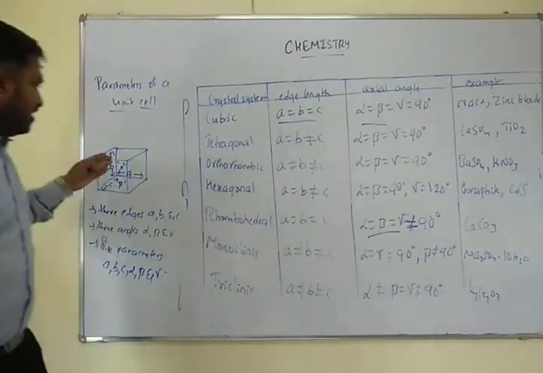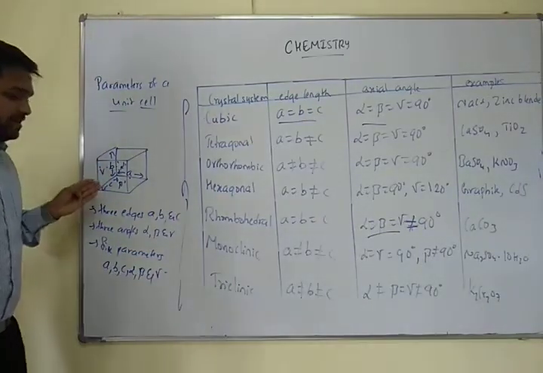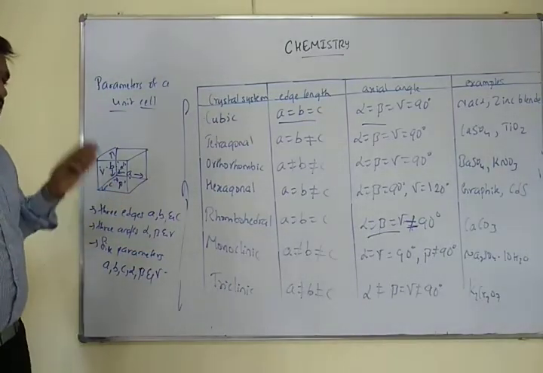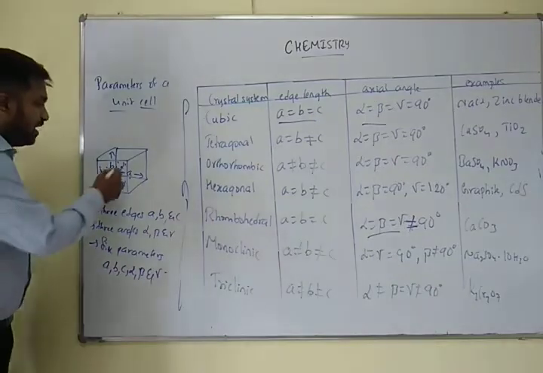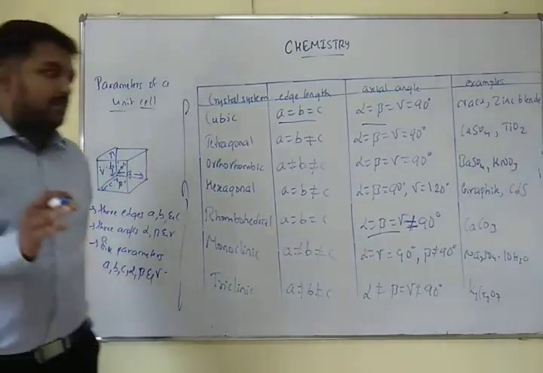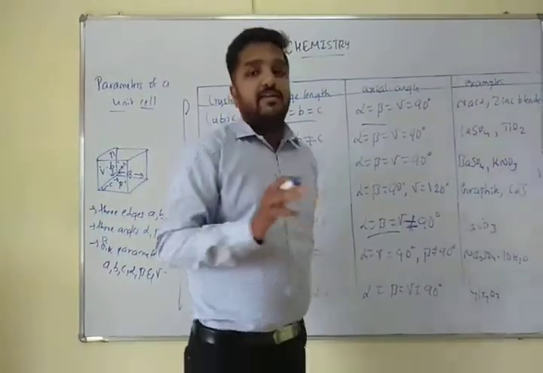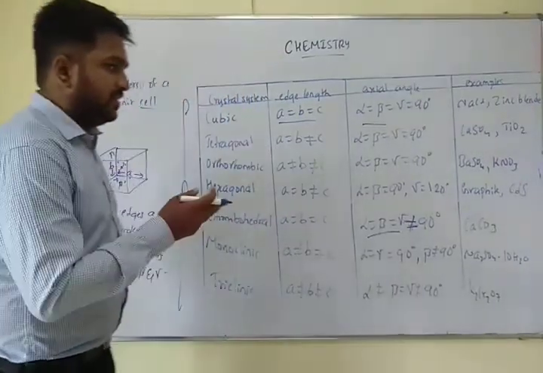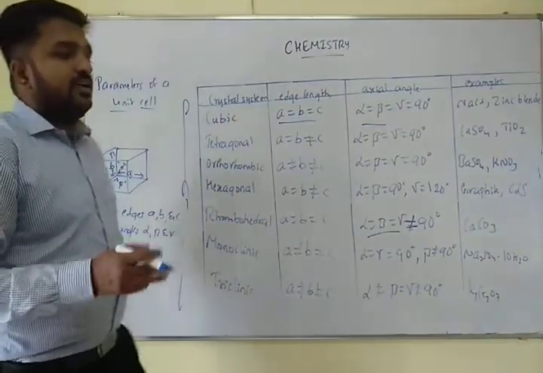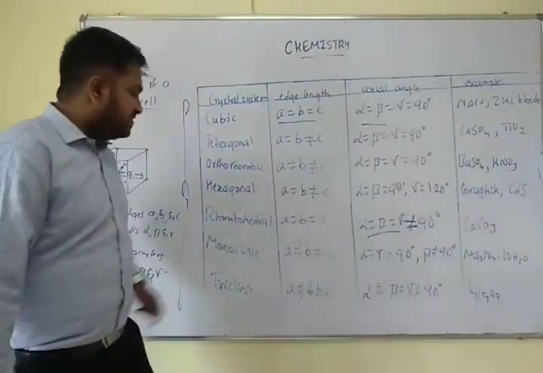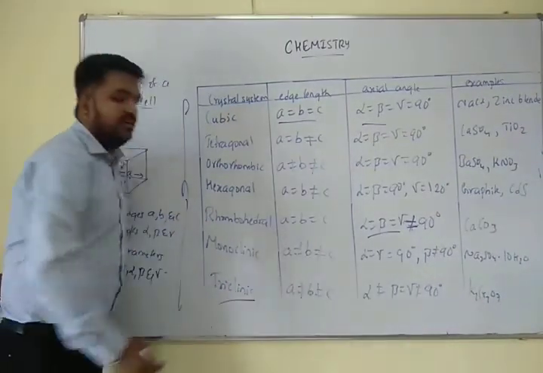So the next one is the monoclinic crystal system. In this case, A, B and C, the edge lengths, are not equal, and whereas alpha and gamma will be 90 degrees, that is perpendicular, whereas beta is not equal to 90 degrees. So for example, we have sodium sulfate decahydrate.